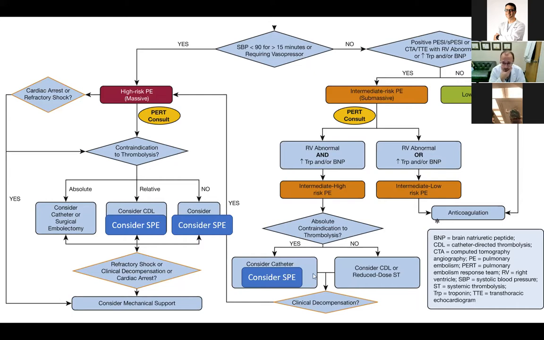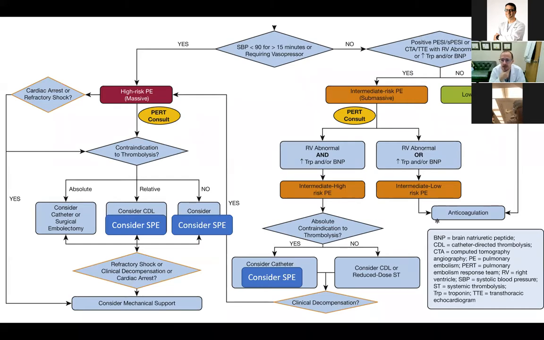And if any of those people get worse, then they shift over to the massive PE algorithm, in which case you can consider them. In general, the guidelines say that if they have a contraindication to thrombolysis, but some of the conversation from last time is, if they're a low risk surgical candidate, does a surgical embolectomy actually have a lower risk of stroke and perhaps a better chance of decreasing the risk of residual clot burden and chronic pulmonary hypertension in the long term.